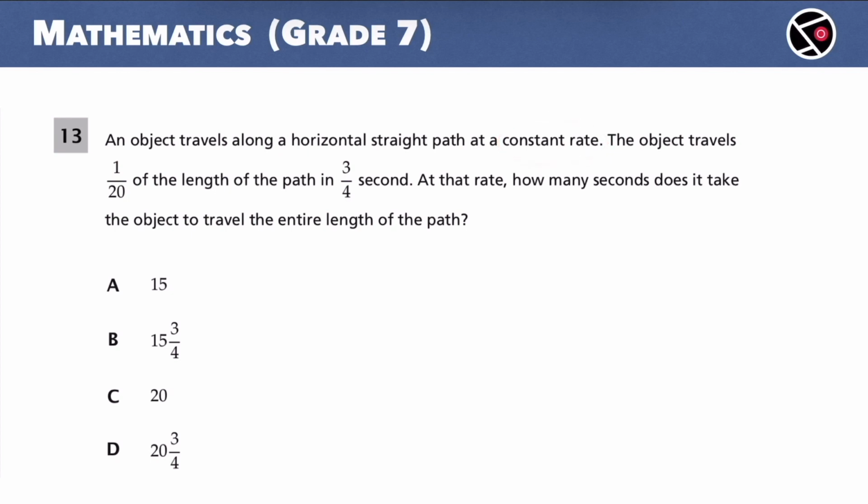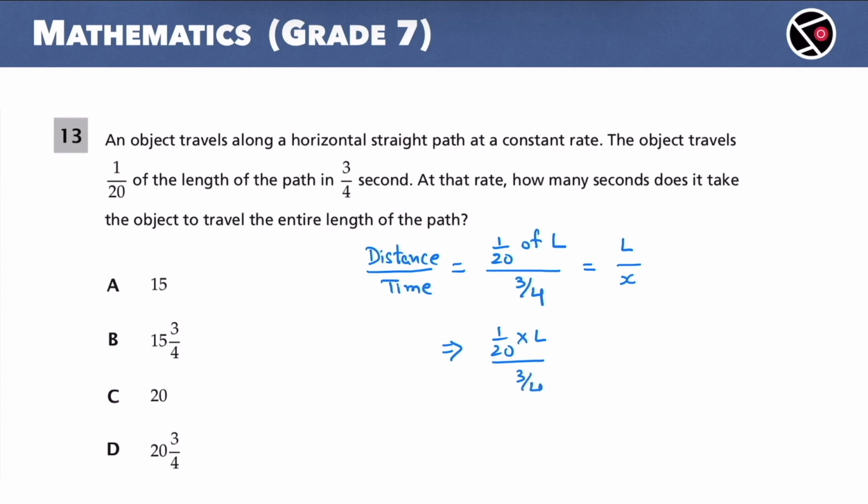The speed at which the object is moving is constant. Speed is distance by time. This object moves a distance of 1/20 of the length in 3/4 seconds. And we need to find the time it takes to travel the complete length of the path. We have 1/20 of L divided by 3/4 equal to L by X.